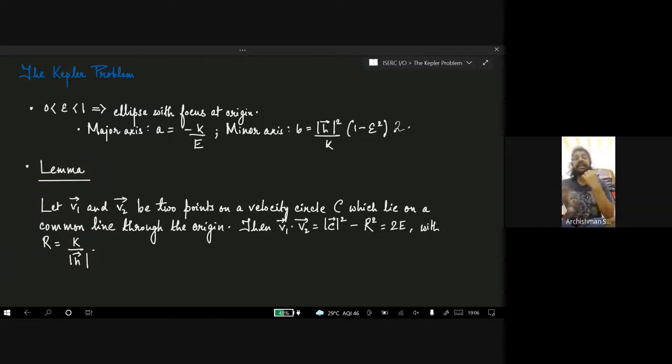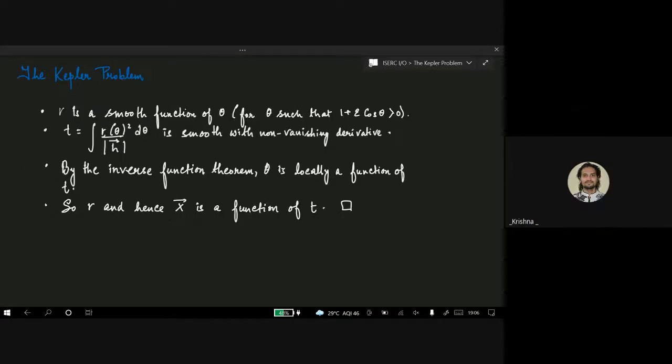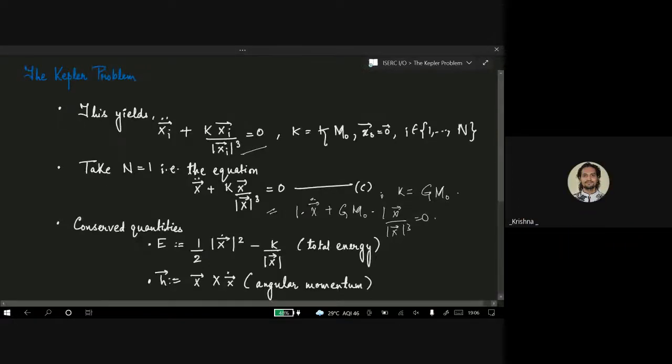Sorry, k is the constant in the equation. K is this term in the equation. Okay, it's GM naught, you are saying. Yeah.